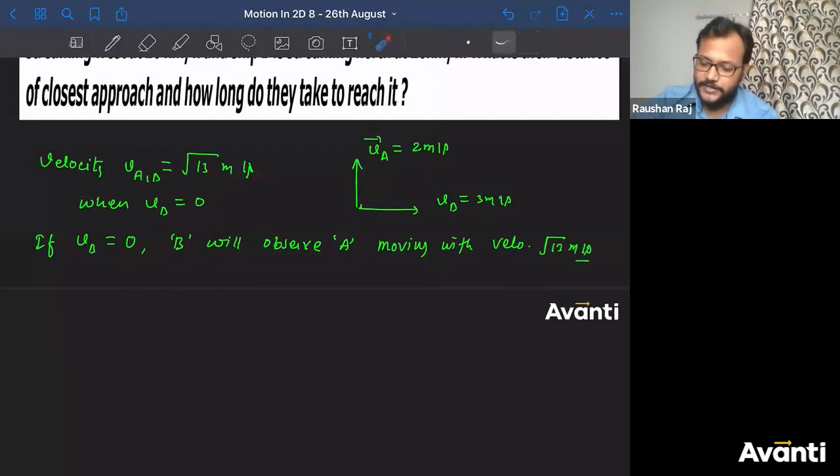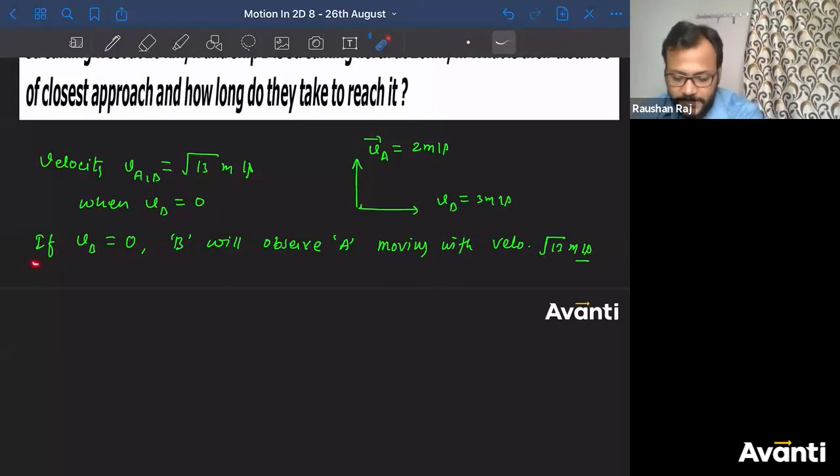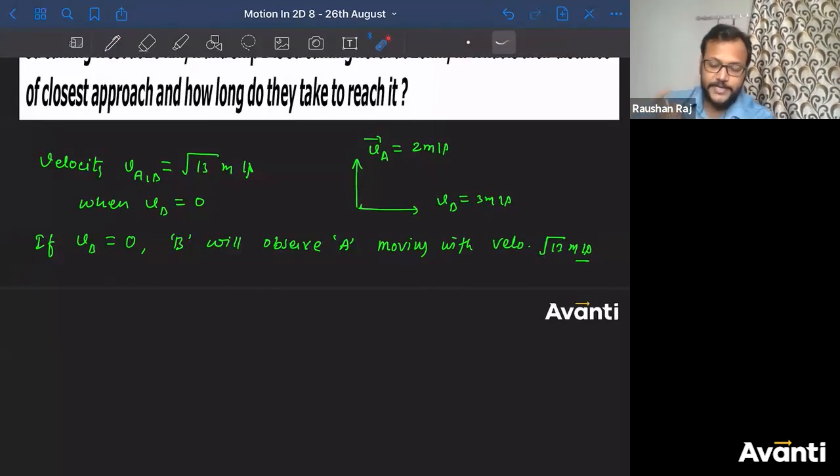guys, tell me, can I write this or not? If velocity of A is upward 2 meters per second, velocity of B is rightward 3 meters per second. Now, can I write that if VB is considered 0, that if B is considered at rest, then B will observe A moving with velocity root 13 meters per second? Can I say this or not? Think about it and give me an answer. Guys, I need your response here. Yes or no?